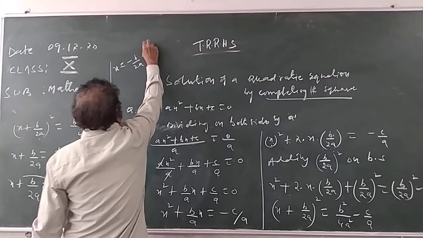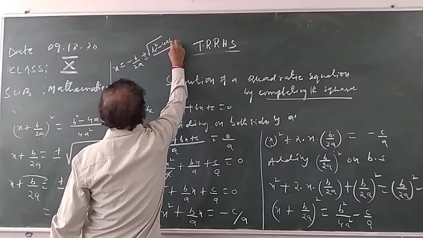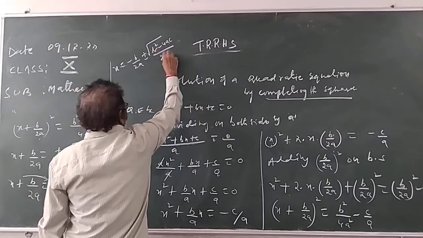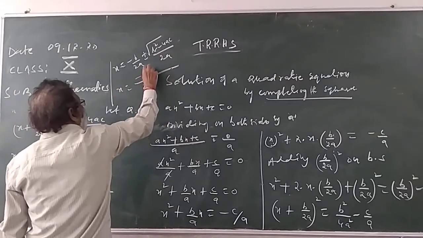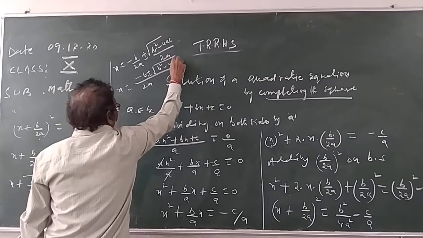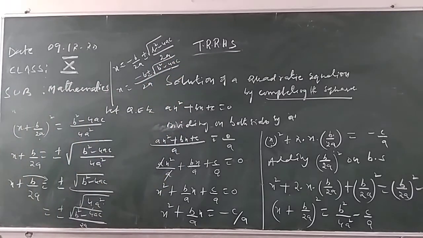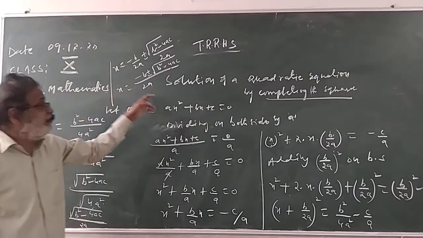Plus or minus under root b square minus 4ac by 2a. It's like a fraction with the same denominator. You can write it like this: minus b plus or minus under root b square minus 4ac whole by 2a. x is equal to, we got the solution of this. x is equal to minus b plus or minus under root b square minus 4ac whole by 2a.